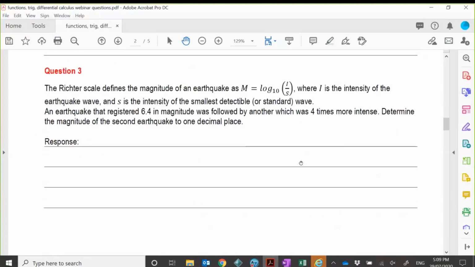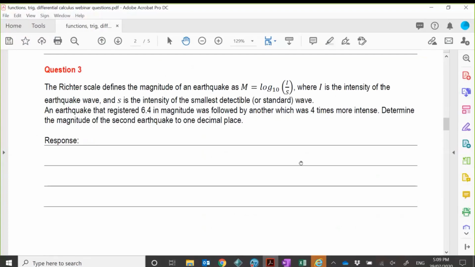All right, question 3. Now this is another exam question, not much to do on the graphics calculator other than learn how to use the log function really. So what you've got there is the equation for the magnitude of an earthquake, the Richter scale. M equals log base 10 of I over S. I is the intensity, and S is the intensity of the smallest or standard wave. An earthquake that registered 6.4 was followed by another one which was 4 times more intense. Determine the magnitude of the second earthquake to 1 decimal place.